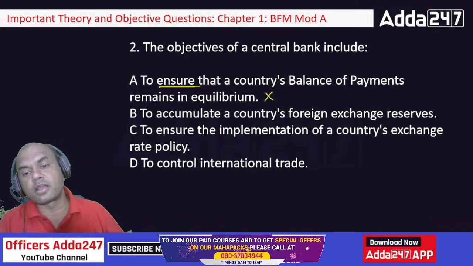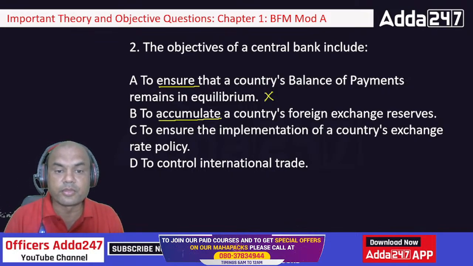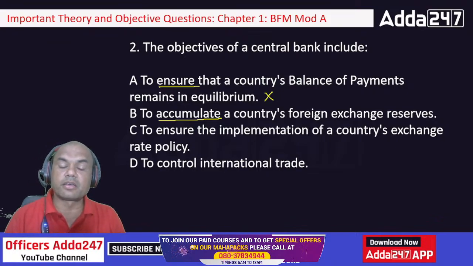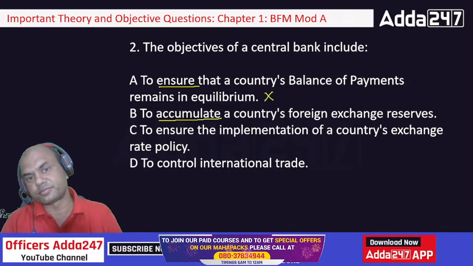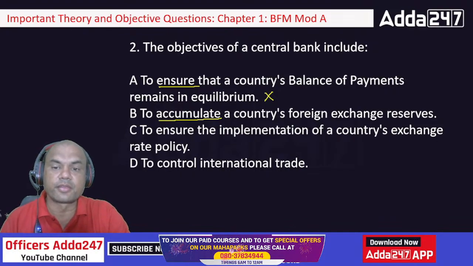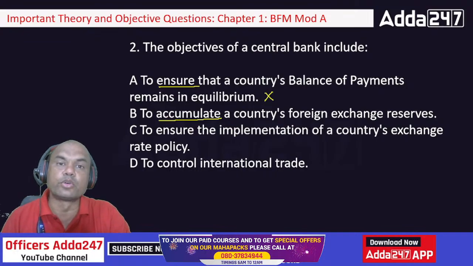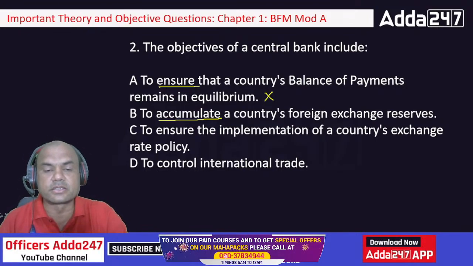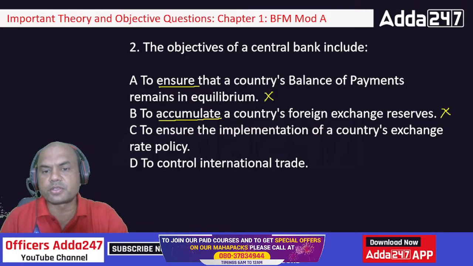To accumulate the country's foreign exchange reserves. Accumulate means what? So is RBI there to accumulate these reserves? No, it is not to accumulate. It keeps only as many reserves as are useful for the next 9 months. So accumulate, this is wrong. Think over it. Everyone should think over it.